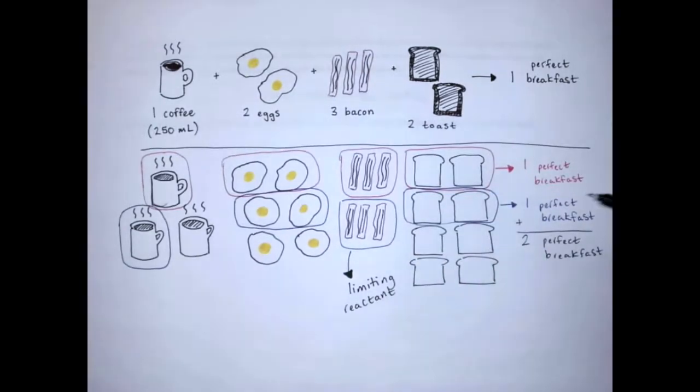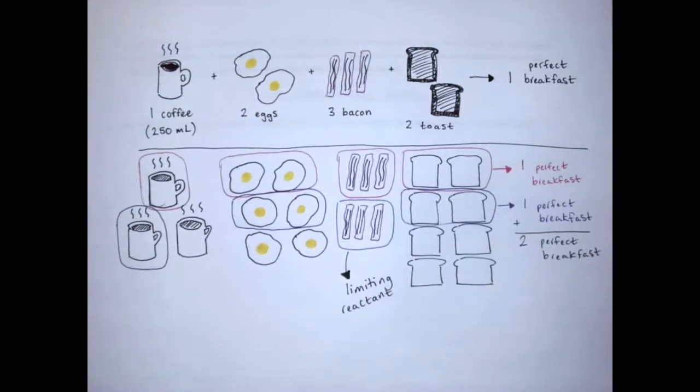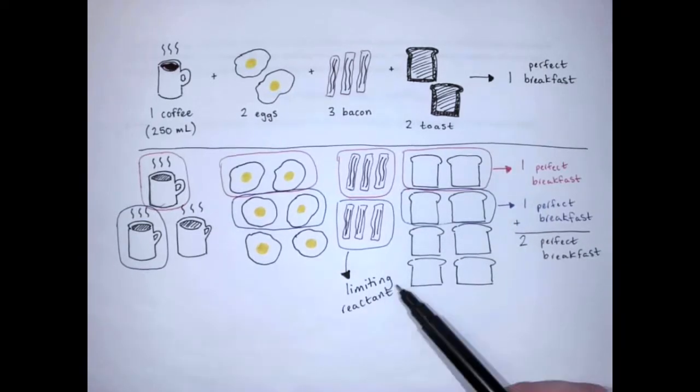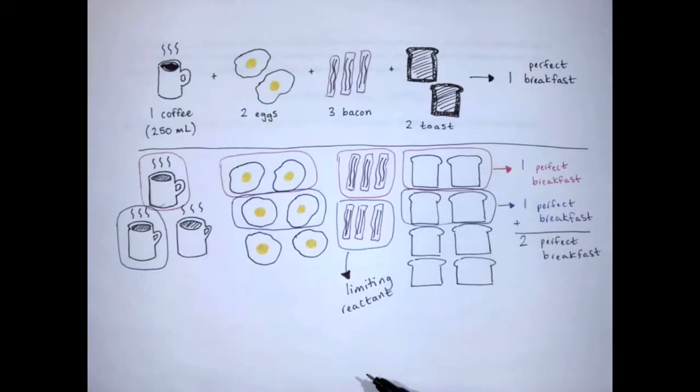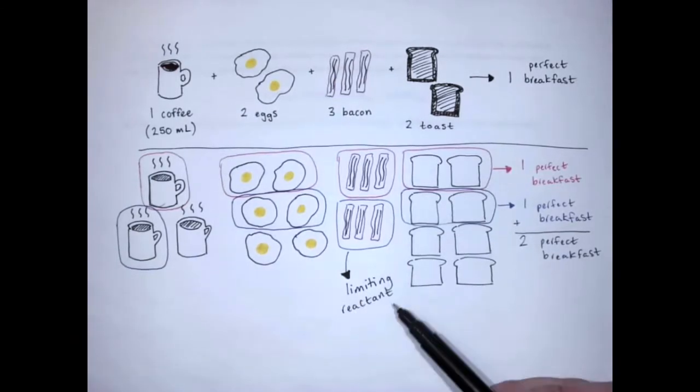So this is an important concept in stoichiometry, in chemistry. Your reaction can only proceed as long as you have enough of each ingredient, each reactant. And the limiting reactant is that reactant that is consumed first. Once it is consumed, the reaction stops. We can't go any further.